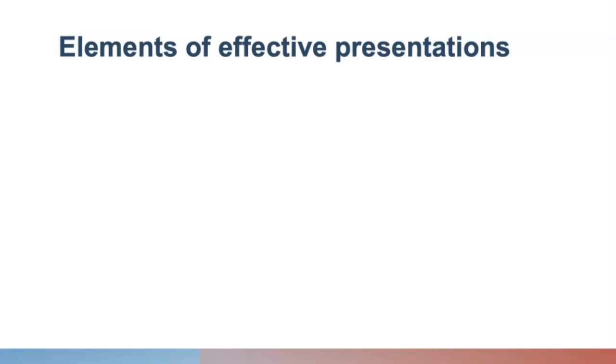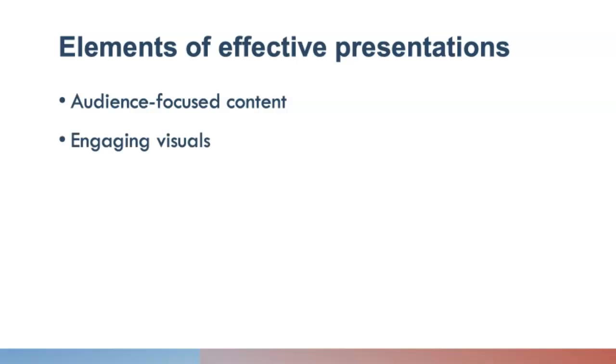There are three main elements of effective presentations. The first is making sure that the content that you're going to present is focused and tailored to your audience. The second is to ensure that the visuals you are using are engaging and help to support your message. The third element of an effective presentation is clear delivery.